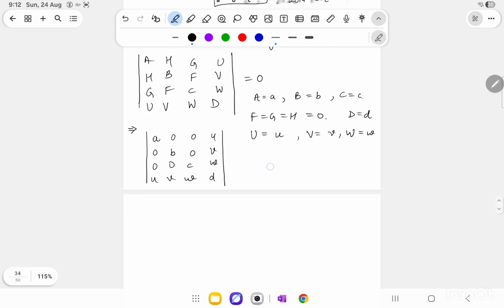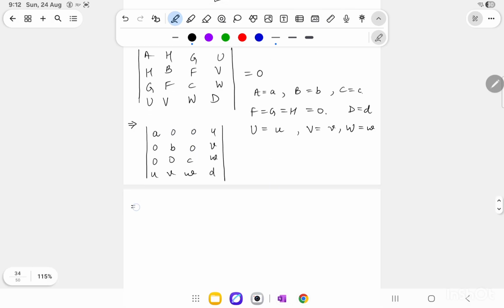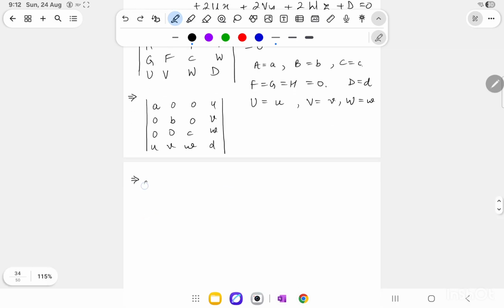We are just supposed to see what this comes out to, to check if our given equation represents a cone. So if we simplify it, we'll get A into the determinant of B, 0, V, 0, C, W, V, W, D, minus U into the determinant with 0, B, 0, 0, 0, C, U, V, W.